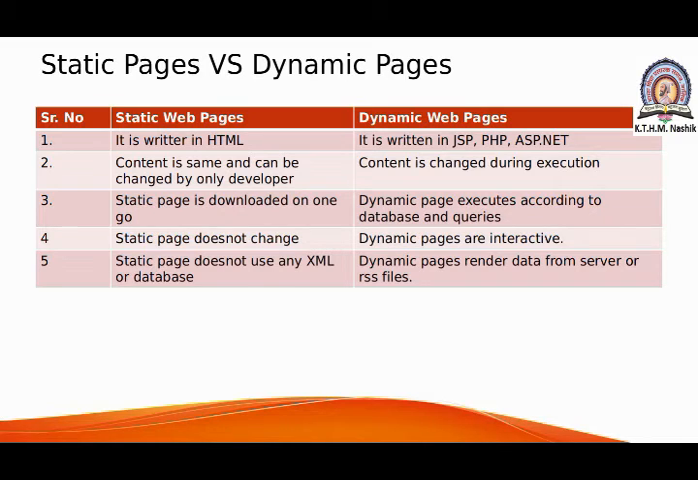First, static web pages are written in HTML. Then dynamic web pages are written in JSP, PHP, ASP.NET. Next, content is set and can be changed only by the developer in case of static web pages. And in case of dynamic web pages, content is changed during execution. See the difference. Then next, a static page is downloaded as it is, and a dynamic web page executes according to the database and queries.